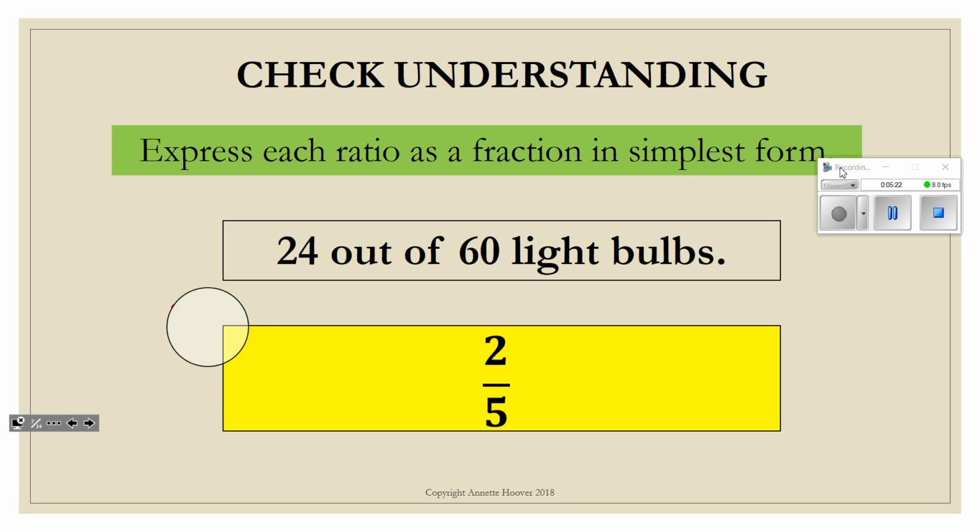So out of every 5 light bulbs, 2 of them something. It doesn't say. It says 24 out of 60 light bulbs, but it doesn't say what about these 24 light bulbs. I do not know.